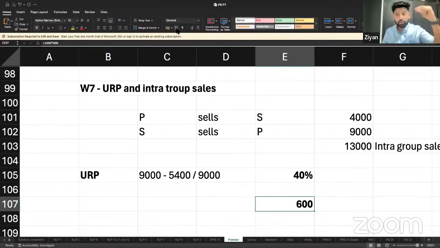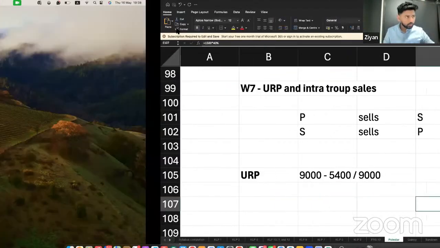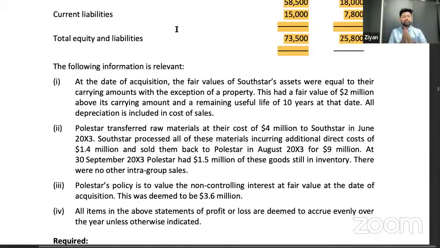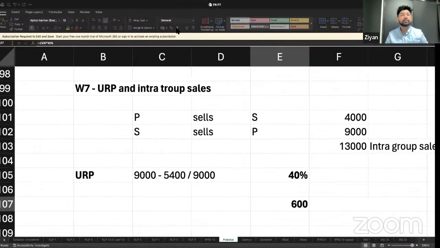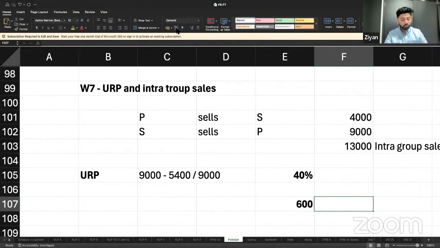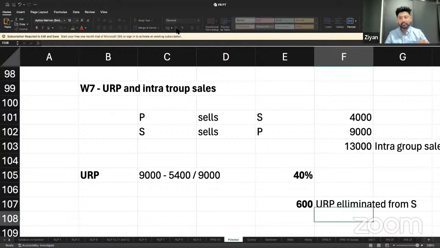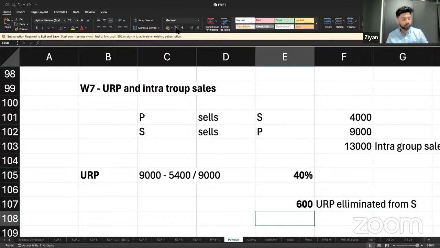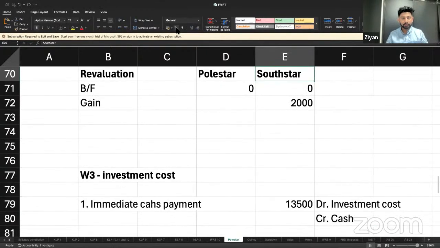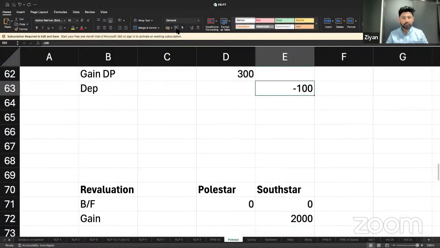600. Hold on. Who has the inventory in hand? Polestar had the inventory. Polestar had 1.5 million. Meaning technically it has to be eliminated from the parent. So URP is eliminated. Now do you see how I'm getting it? So going back, who is the seller?